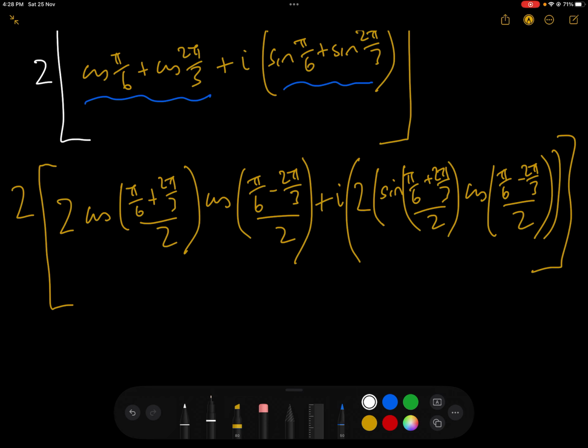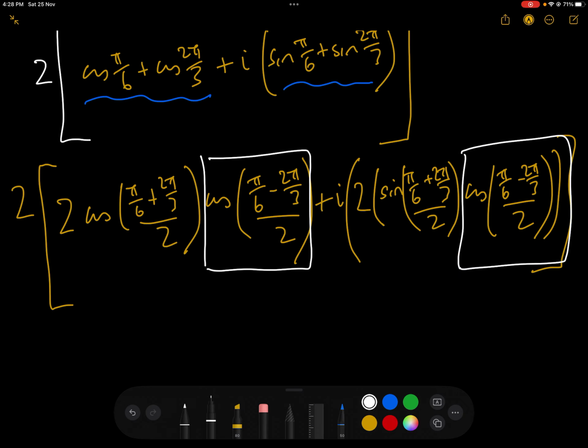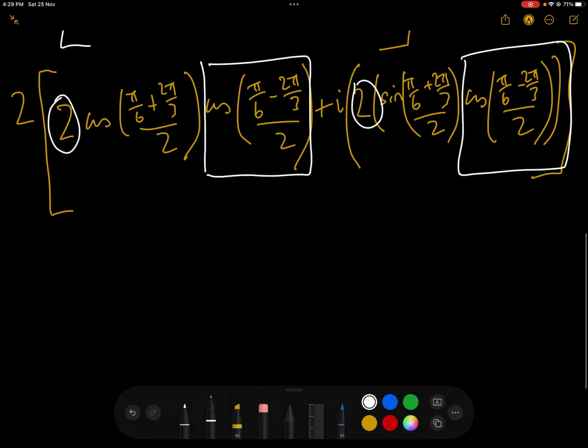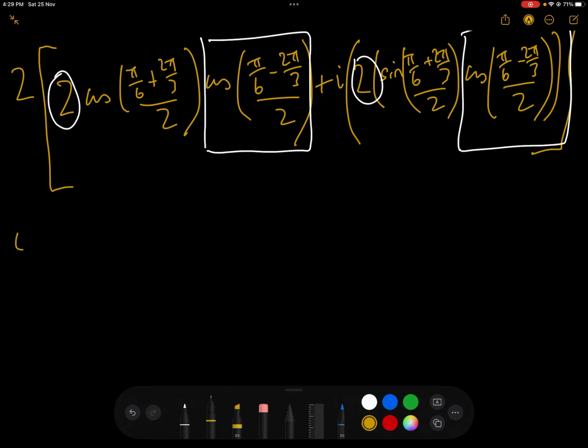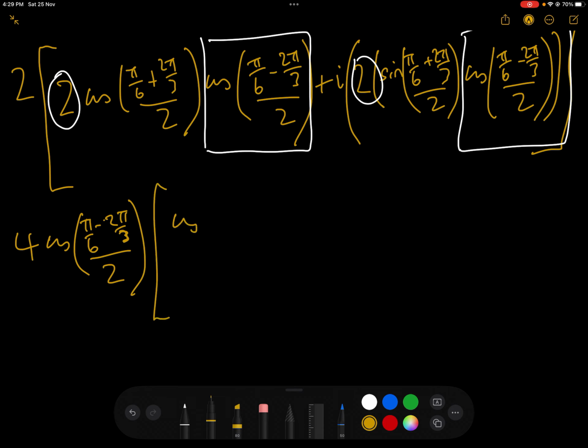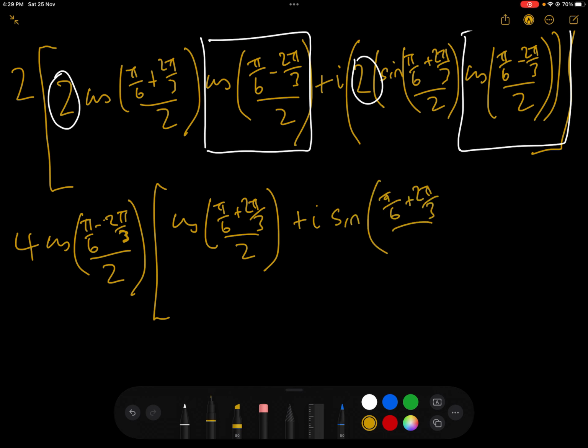So you can see that this is far more complicated than just adding the general form. But fortunately, as we mentioned earlier in this video, we can take out a factor, cos of (pi over 6 minus 2 pi over 3) over 2, and we can take 2 out as well. That gives us 4 cos of (pi over 6 minus 2 pi over 3) over 2, and inside the brackets we have cos of (pi over 6 plus 2 pi over 3) over 2 plus i sine of (pi over 6 plus 2 pi over 3) over 2. And pi over 6 plus 2 pi over 3 over 2 is 5 pi over 12.